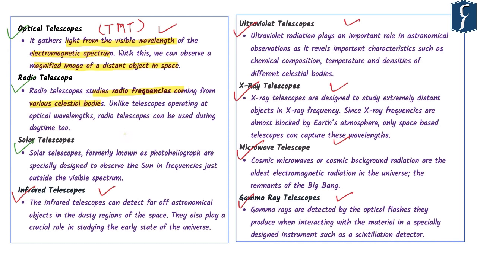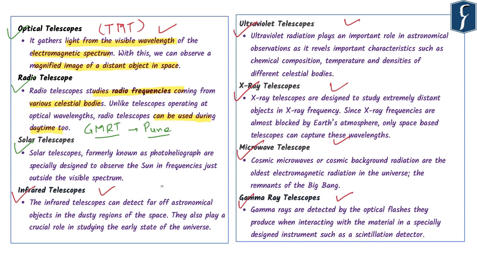Now, in comparison, radio telescopes can operate in the daytime as well as during the night time. So, this is the difference between radio telescopes and optical telescopes. The Giant Metrewave Radio Telescope, which is located near Pune, is one such example which is stationed in India.